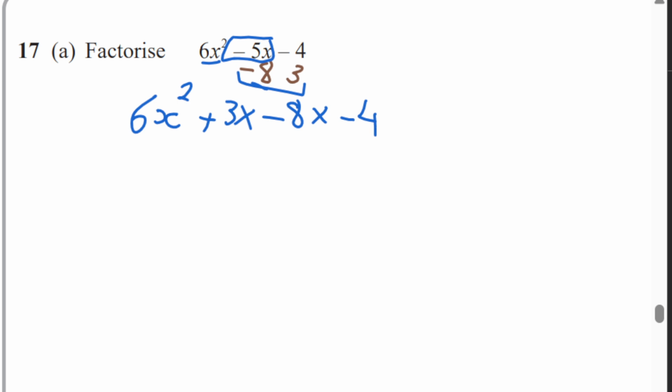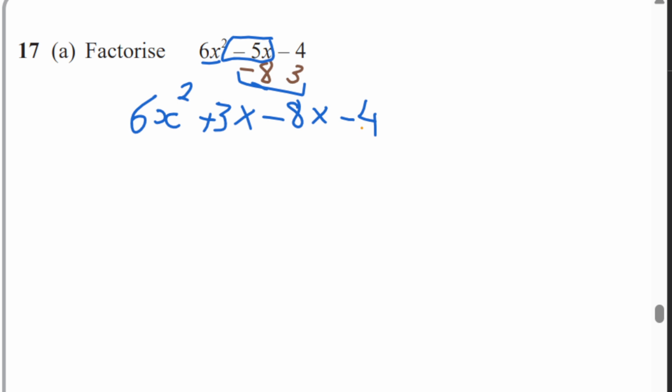Then a question: why did I write the 3 first? Why didn't I write 8 here and 3 here? That's a very smart question to ask. I did write the 3 here because I looked at this number. It's 6. 6 and 3, we can use 3 as a common factor, and 4 and 8 are both in the times table of 4. So it's better to write the numbers that have the same factor together.